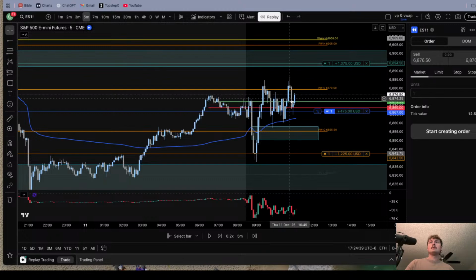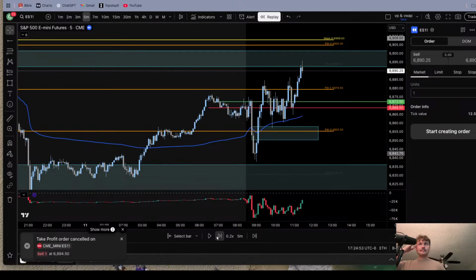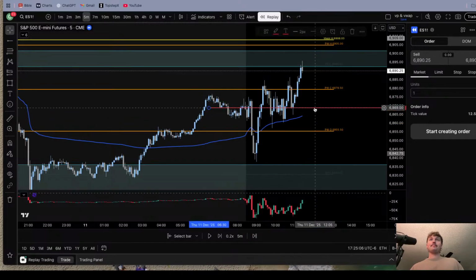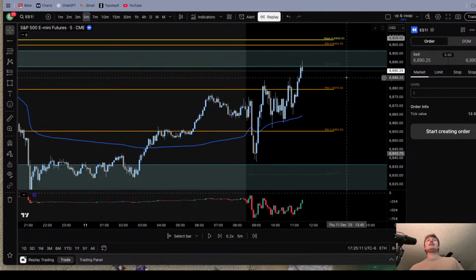Another inverse. 11 a.m. A lot of chop. This is tough to navigate, honestly. That's a good bullish leg. Let's see what we got here. Okay. There we go. OMG, we got a win. What? Been taking some L's this session. Alright, how bad are we in the red? Minus 5K. Okay. This is Thursday.